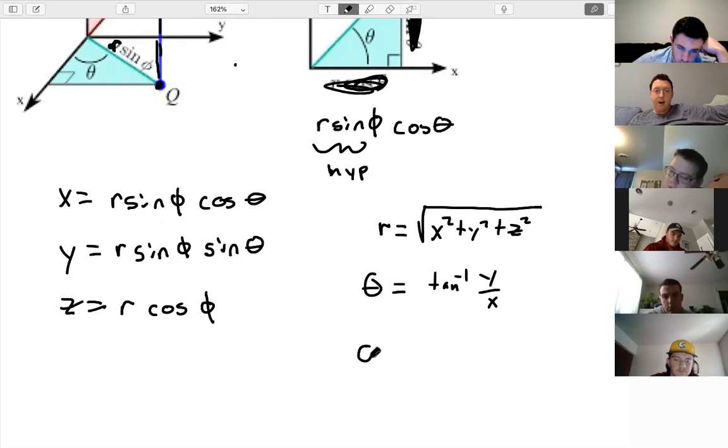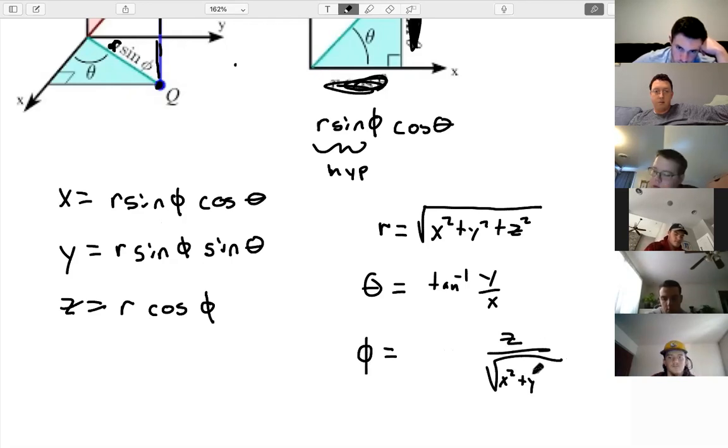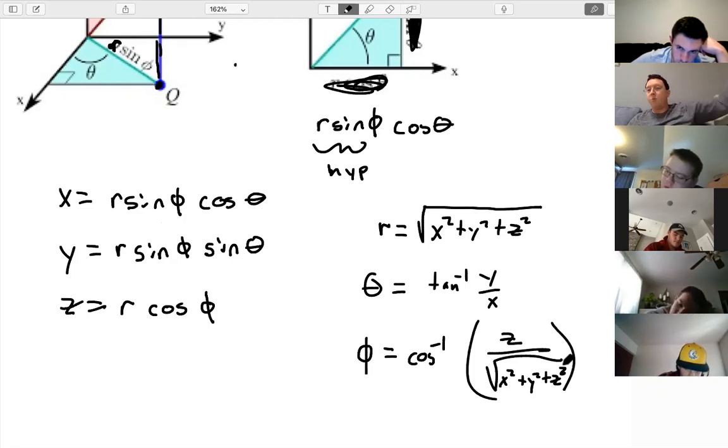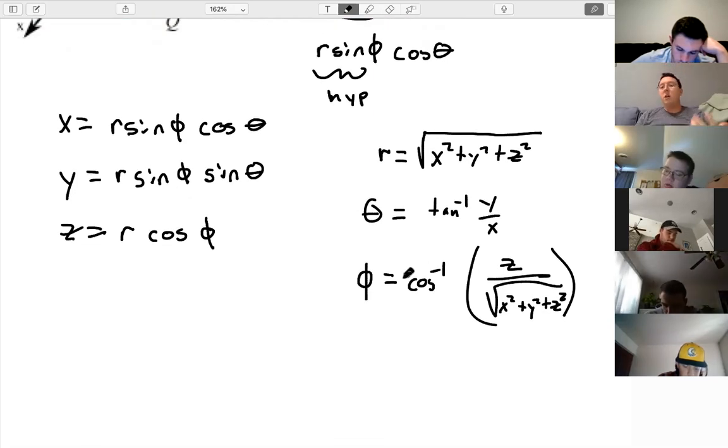And if you wanted phi, how could you do phi? There's not one way to do it, but one way might be to do z divided by r. So I could write that as z divided by the square root of x squared plus y squared plus z squared, and then do cosine inverse on that. Okay, that's one way to do it. There are other ways, I'm sure. So you can go back and forth.